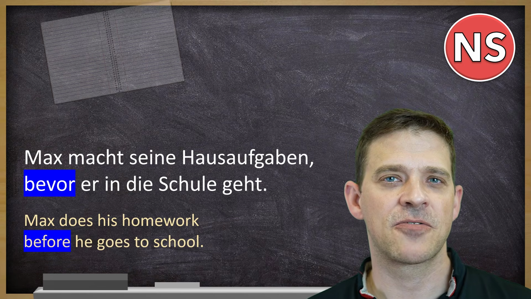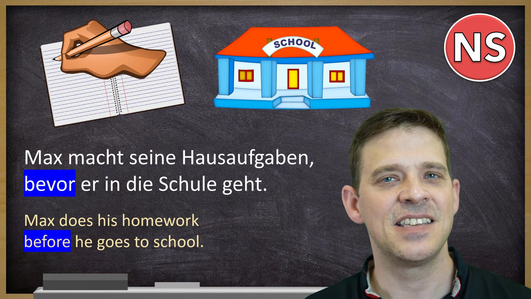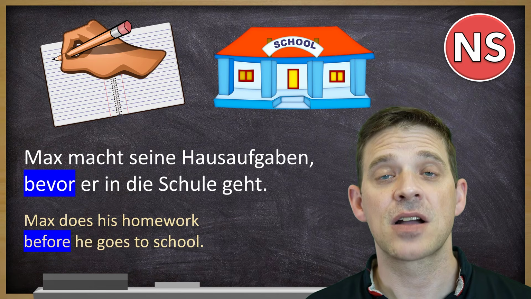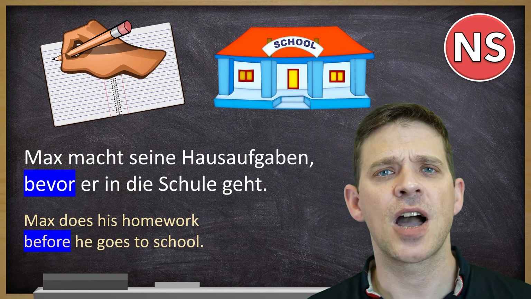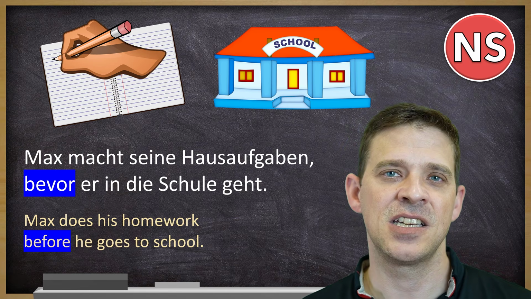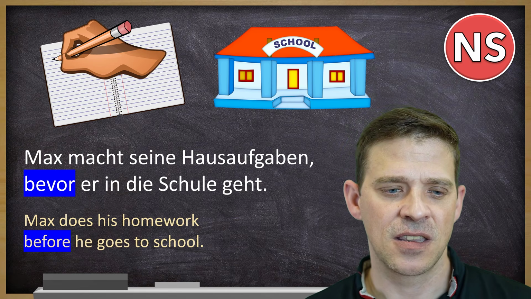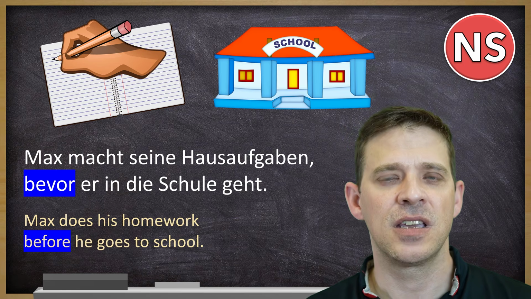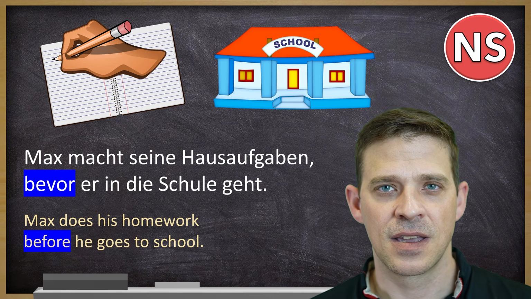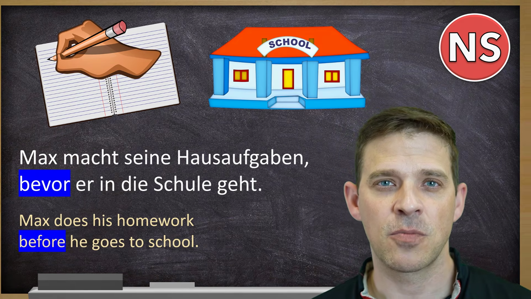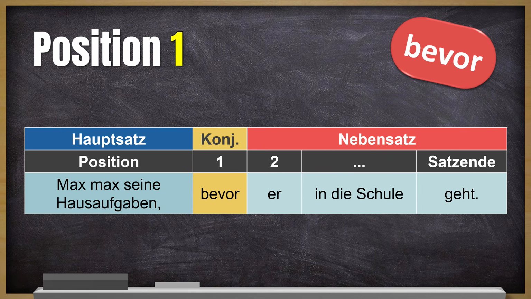Max macht seine Hausaufgaben, bevor er in die Schule geht. He does his homework before he goes to school. Nebensatzkonjunktion, therefore, Position ist 1. Max macht seine Hausaufgaben, bevor, Position 1, dann Subjekt, er in die Schule geht, konjugierte Verb am Satzende.